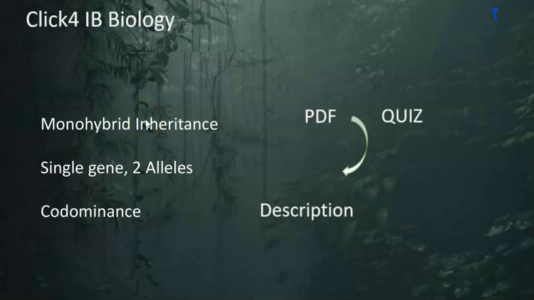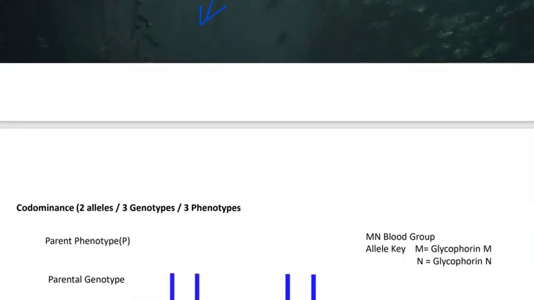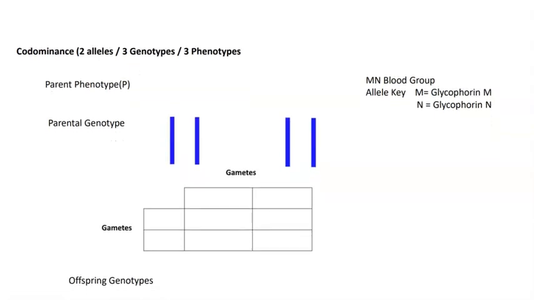We're studying genetics. We're looking at monohybrid inheritance patterns. We're doing two genes with two alleles, but in this case, we're looking at codominance. There's a blank version of this presentation listed below in the description. And of course, we have a quiz with 10 questions and answers that you can use to consolidate your understanding of this topic. So codominance, monohybrid cross.